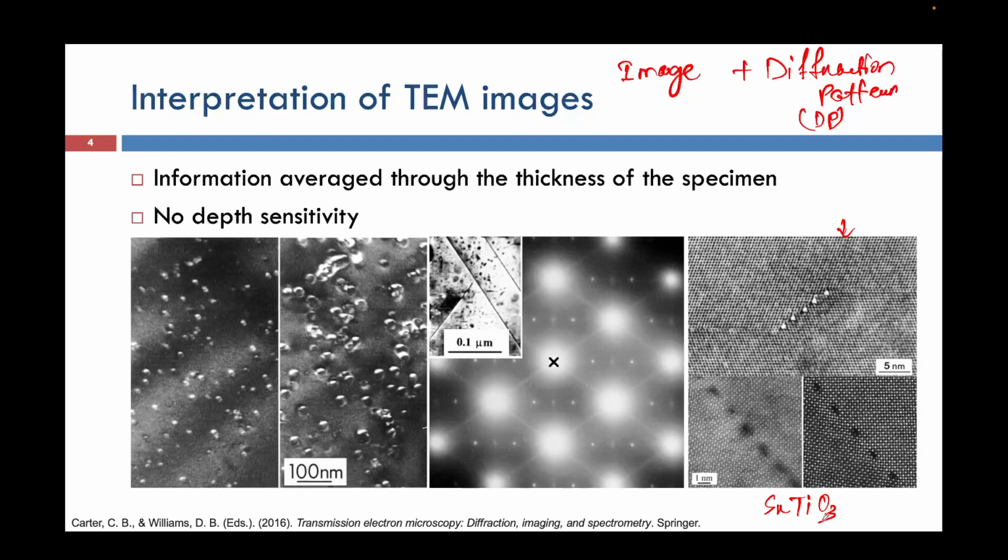Because the image that we get from a TEM sample or specimen will always be an average through the thickness of the specimen. What do I mean by the thickness? I will tell you in the next slide. But the information is always an average through the thickness. If you see the scale here, it is written as 1 nanometer. That means we are going to see sub-nanometric features in the specimen.